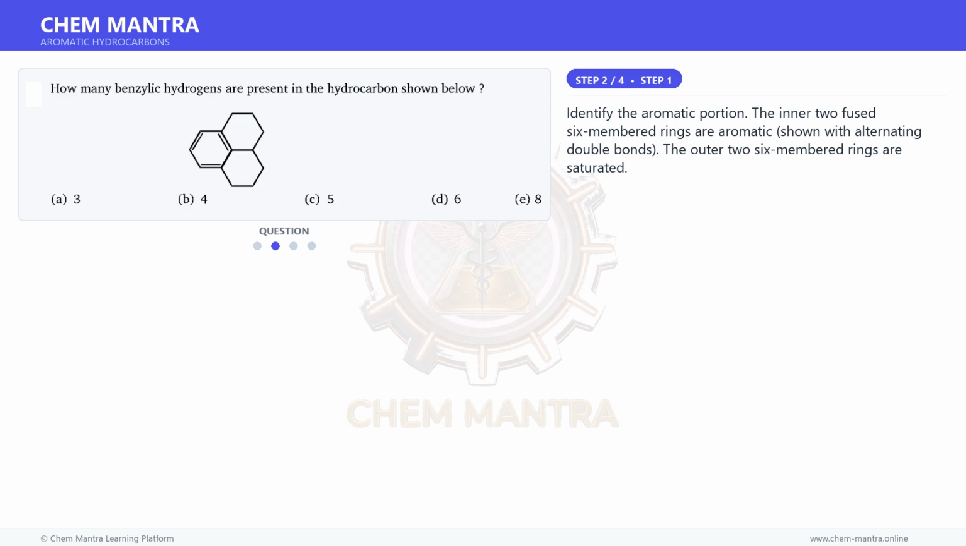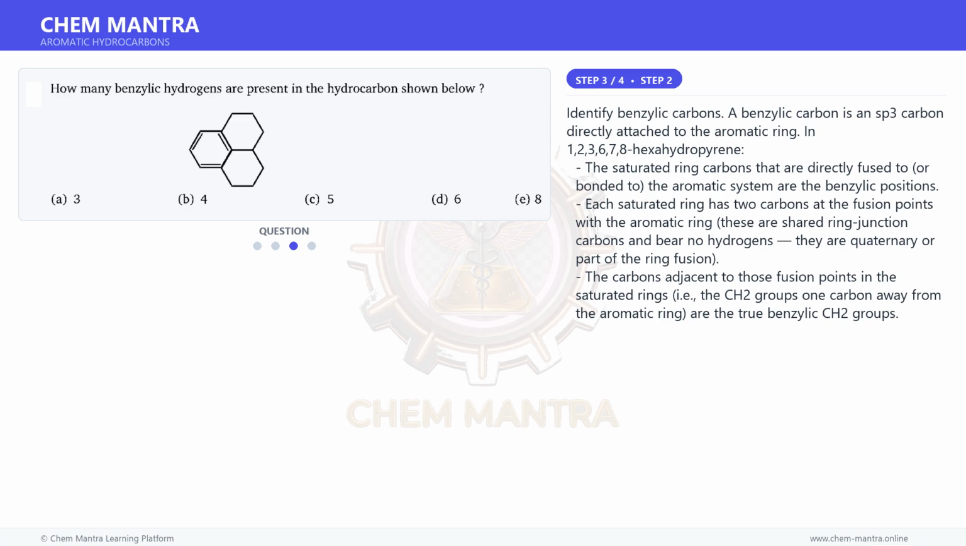Identify the aromatic portion. The inner 2 fused 6-membered rings are aromatic, shown with alternating double bonds. The outer 2 6-membered rings are saturated. Moving on to the next step.